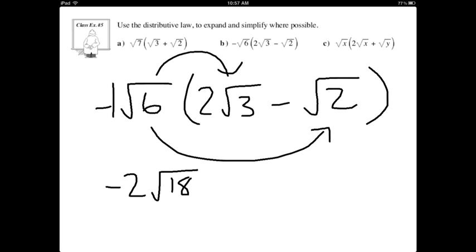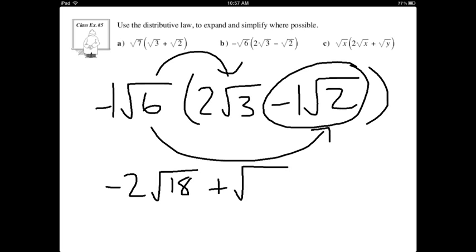For the next one you have negative 1 root 6 times a negative 1 root 2. So that's going to be a positive 1, because a negative times a negative is equal to a positive. And on the inside you have root 6 times root 2, that's going to be 12.